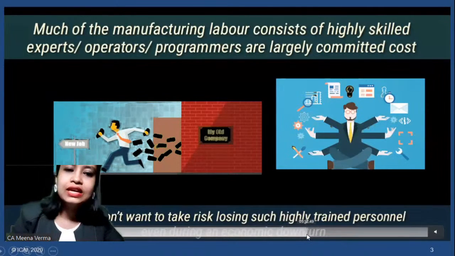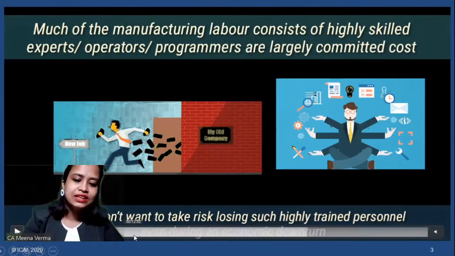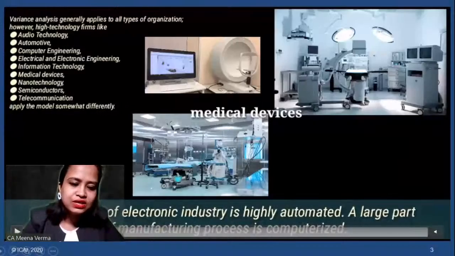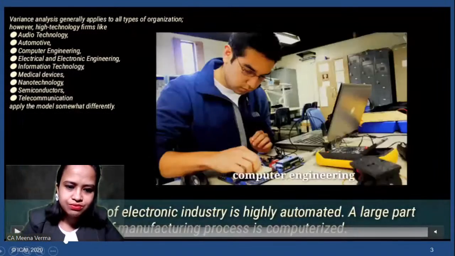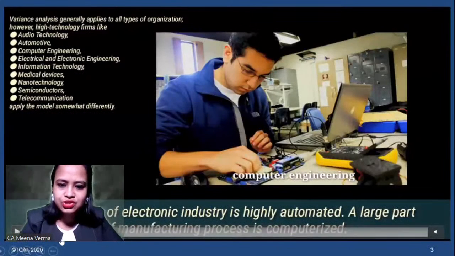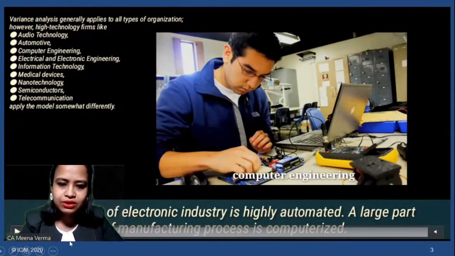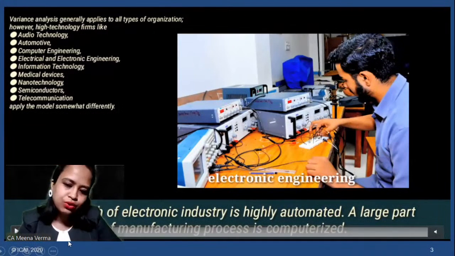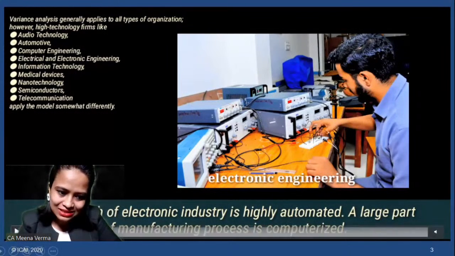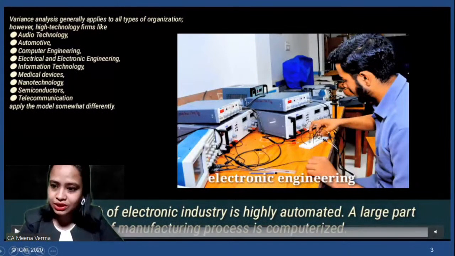Because see, in case you look here, you can say, ma'am, at this place we can see that some people are working with all this technology, ठीक है. Like here you can see computer engineering, a person is working with technology. Like here electronic engineering, a person is working on a machine. So you can say, ma'am, why are you not considering labor cost at this place? See, these are experts, they are not labor.